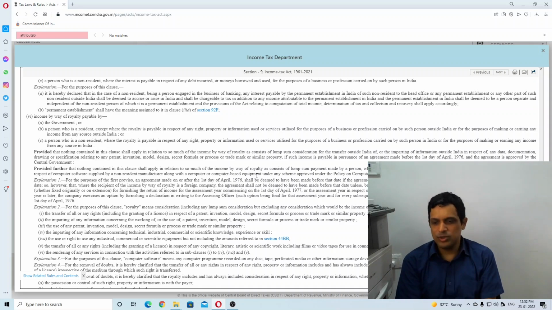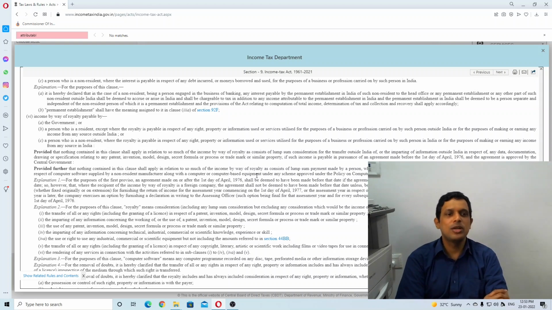So let's take an example here. The first part is there is a payer in India, probably a company who uses, say, designs or licenses from, say, some engineering firm in the UK. Now the payment for the use of his IP, or intellectual property, goes from India to the non-resident. We are talking about the non-resident case here, right?